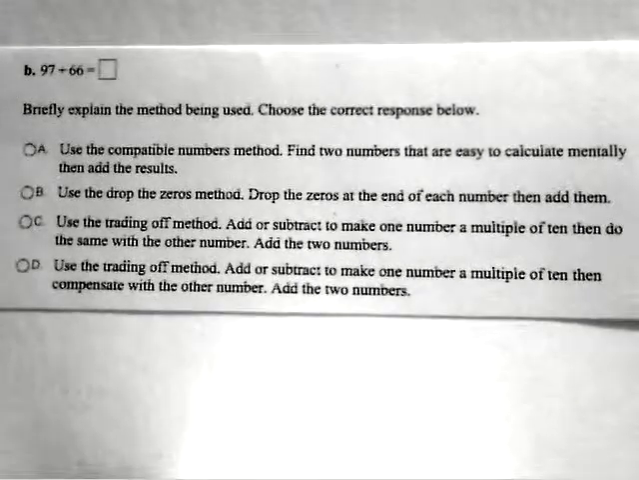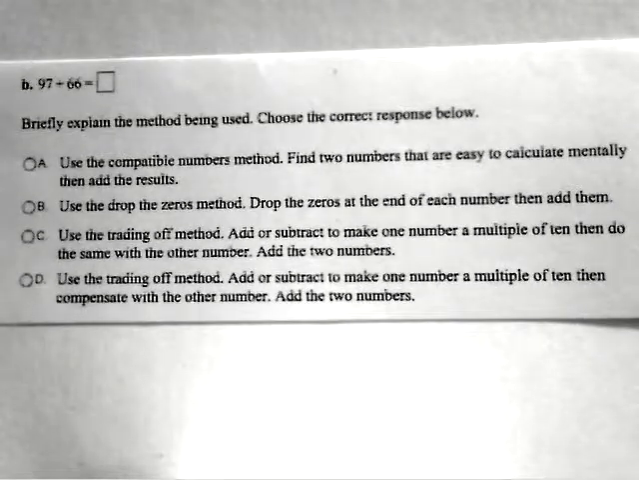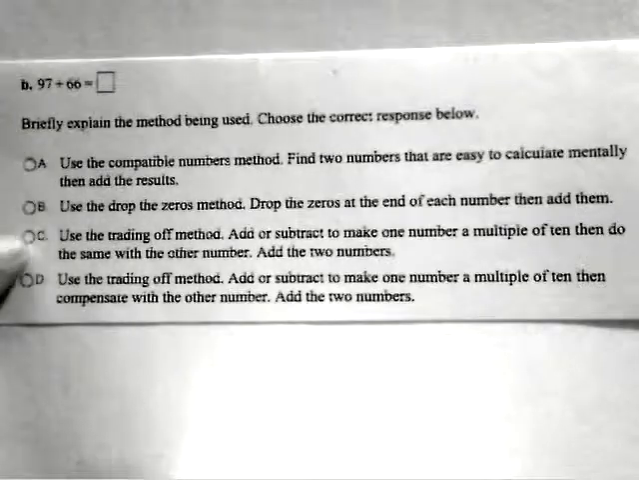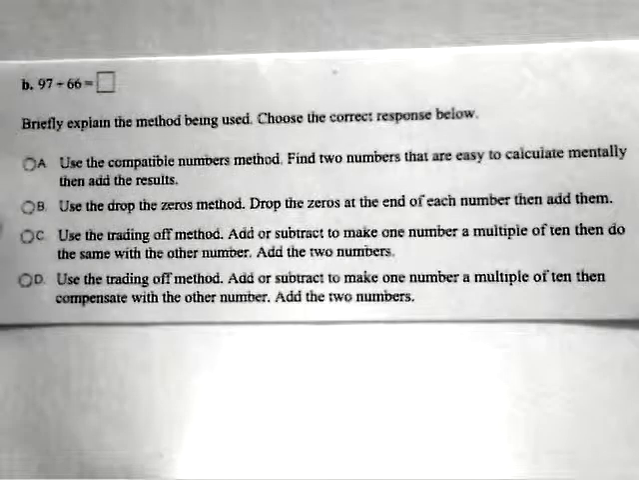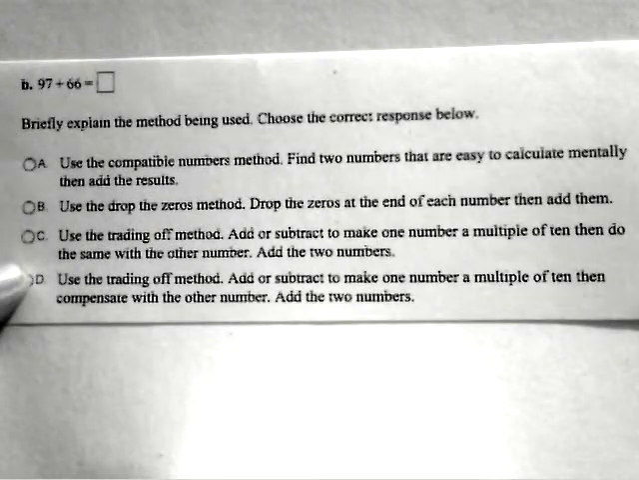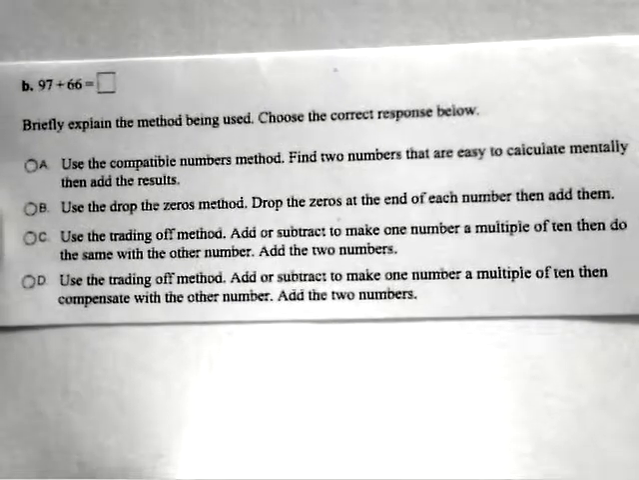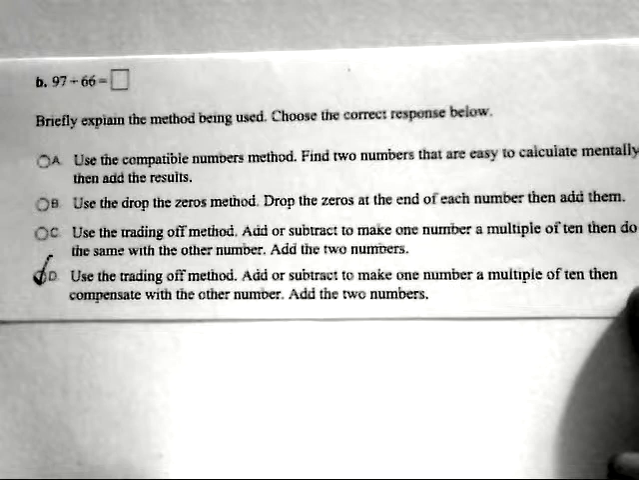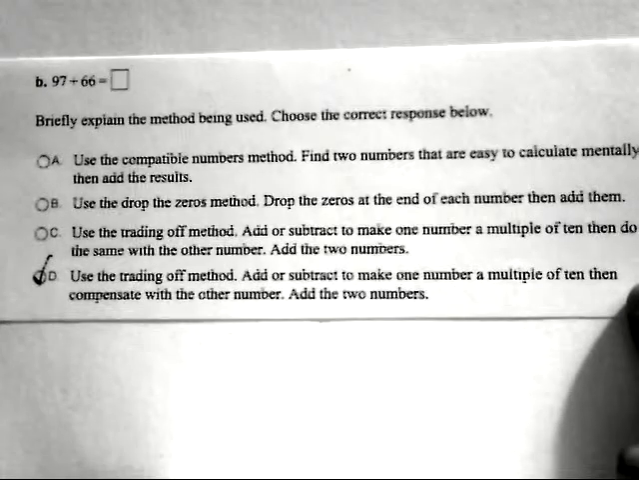Okay, now here's part B. 97 plus 66. I don't think compatible numbers would work for this particular situation. Dropping the zeros method would not work. Trading off method, where you're adding or subtracting to make one number a multiple of 10, and then do the same with the other numbers, and then add the two numbers. Be better to use D, which is using a trading off method. And that method says this: add or subtract to make one number a multiple of 10, then compensate with the other number. Okay?